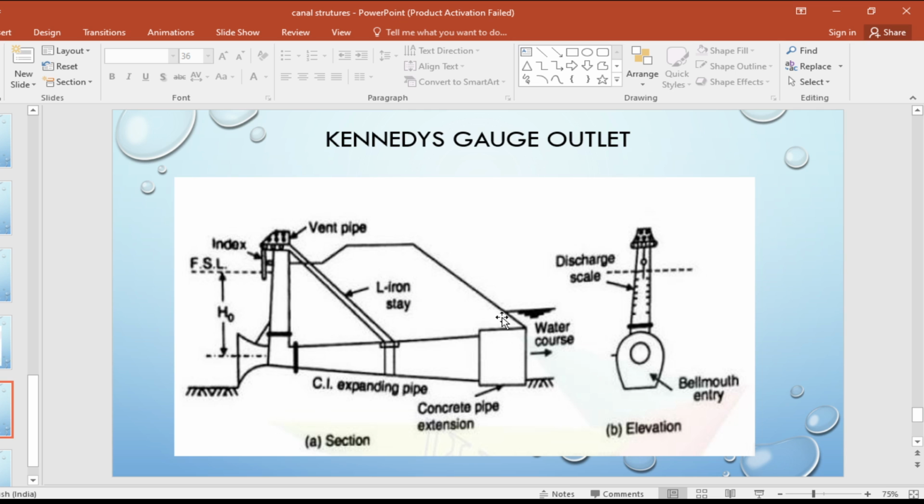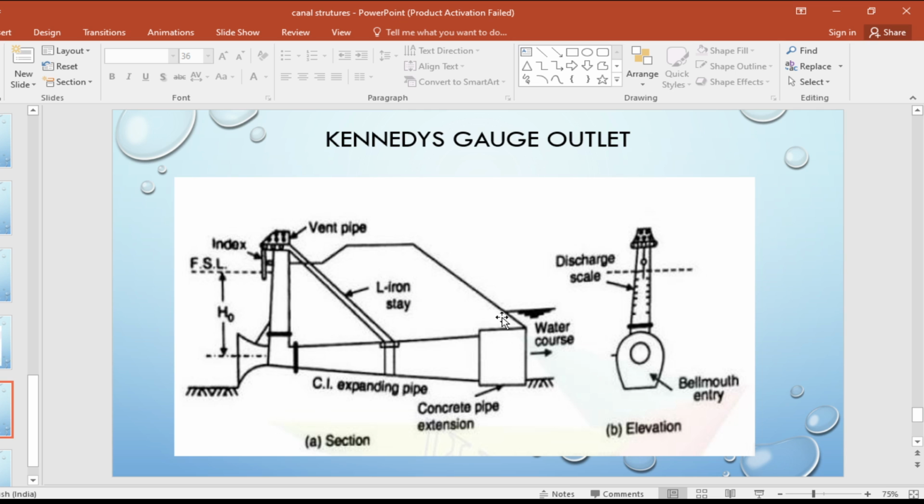Now second is your Kennedy's gauge outlet. This was the earliest type of semi-modular or flexible type of outlet. This was invented by R.G. Kennedy, whose theory we have studied in silt theories. Okay, he invented this.